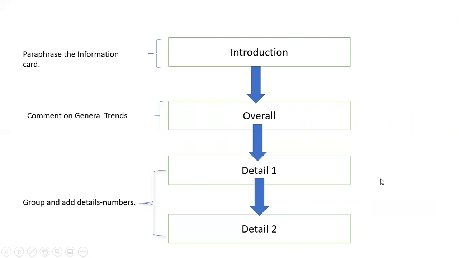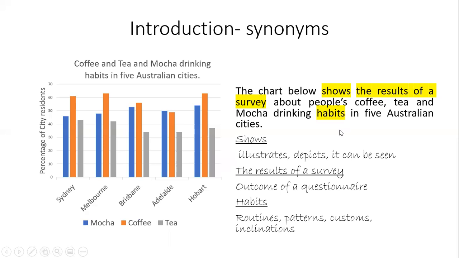So let's go on to the next one here. What we've got first of all is: the chart below shows the results of a survey about people's coffee, tea and mocha drinking habits in 5 Australian cities. So what we want to do is try and use synonyms to rewrite this into our own little introductory paragraph. So I've just done a few words here just to help out.